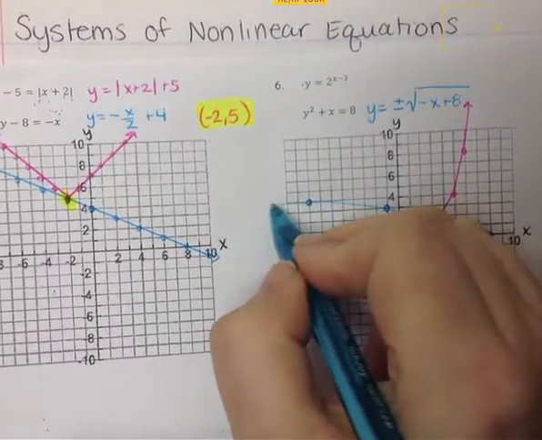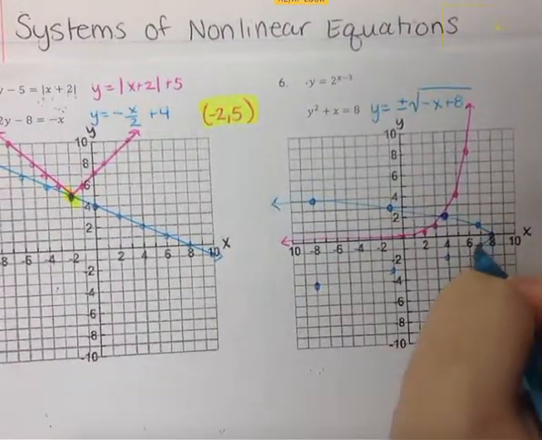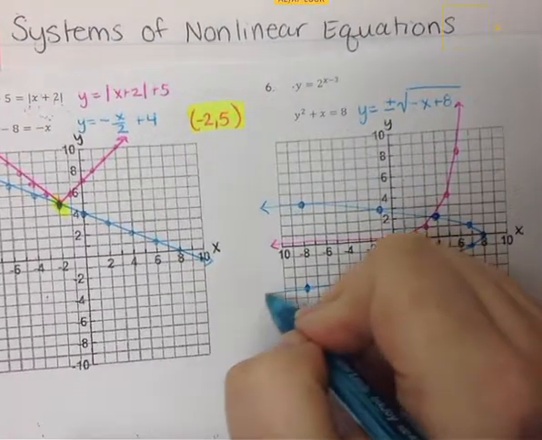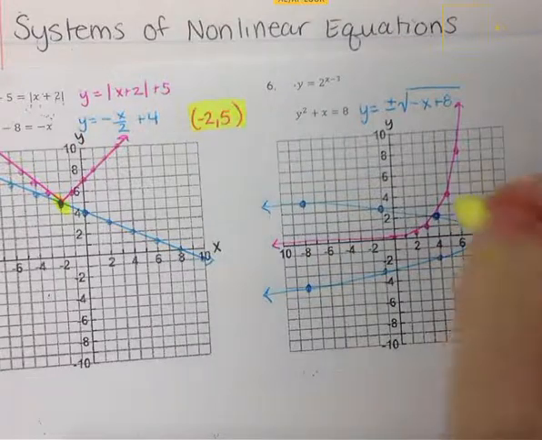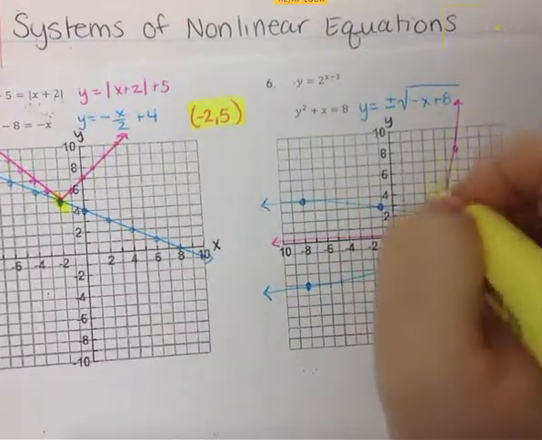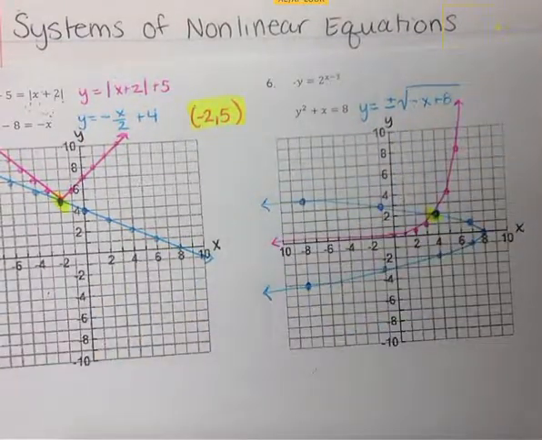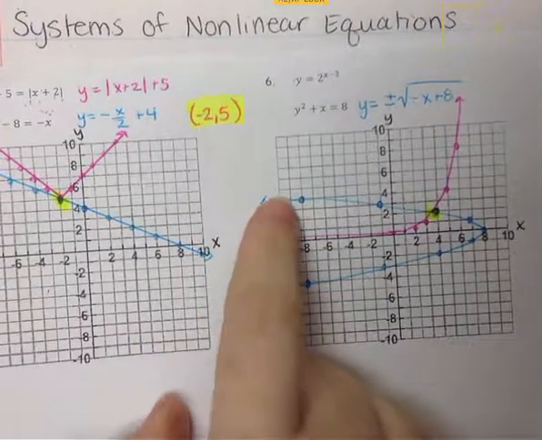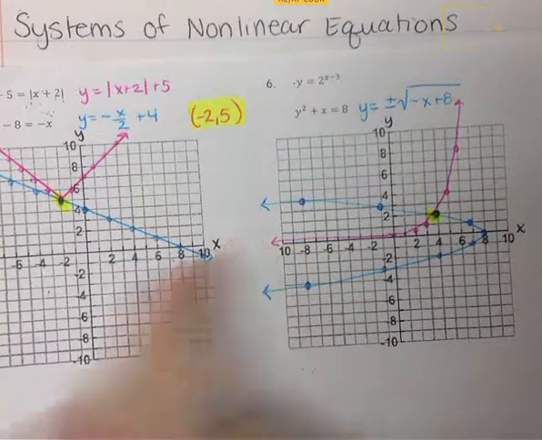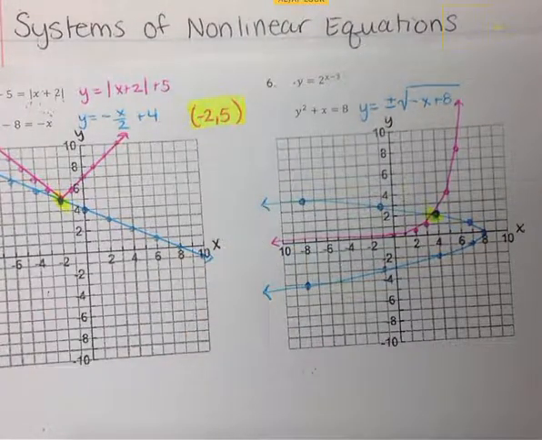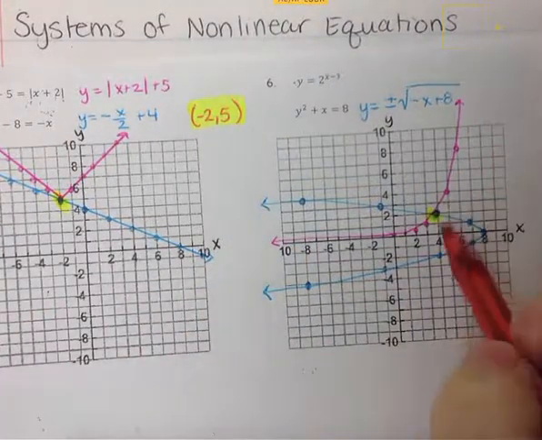We can connect these. So then these do intersect just once right here. They both share this coordinate. It will not intersect anywhere over here because this will keep going up and this one will keep going down. This pink one will not cross that x-axis. So our solution is at 4, 2.